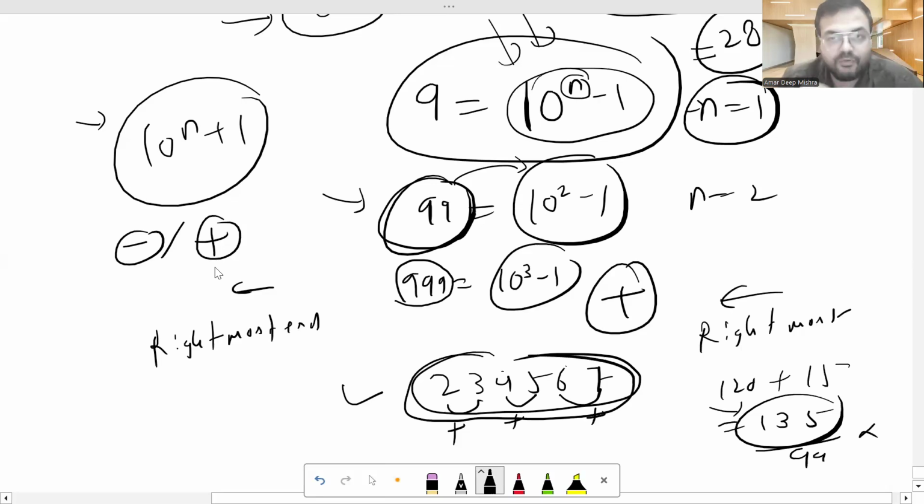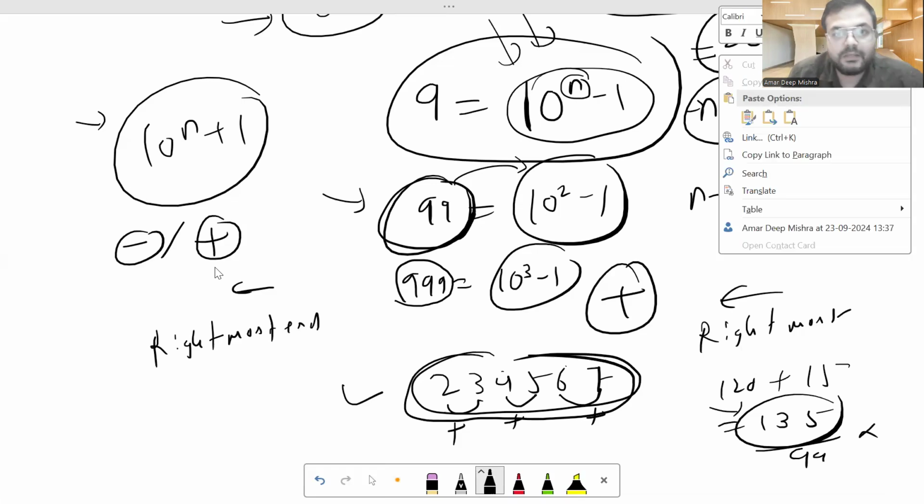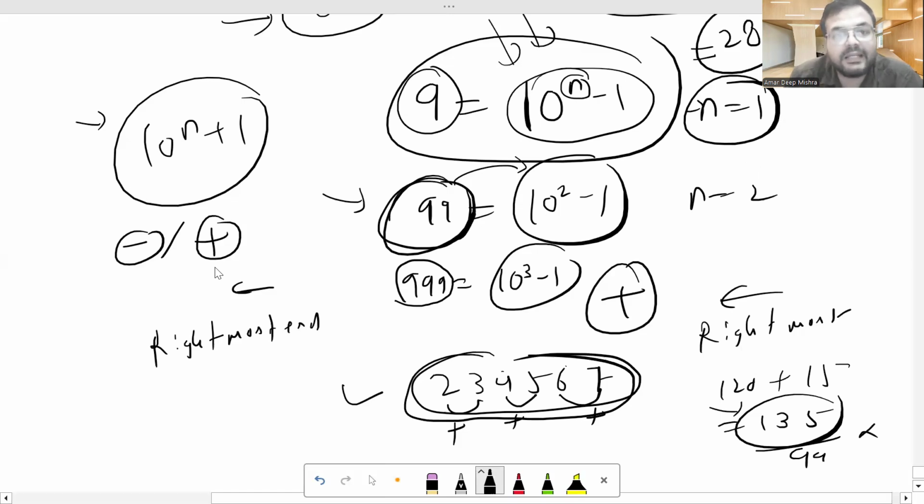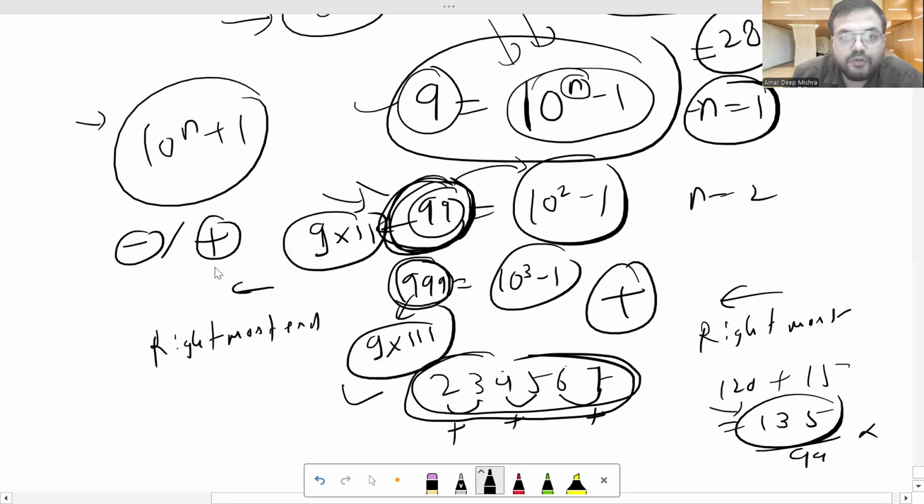Now, one more thing you have to keep in mind. If a number is divisible by 99, then the number will by default be divisible by 9. If a number is divisible by 999, then the number will by default be divisible by 9. Because in 99, one of the factors is 9. 99 equals 9 into 11. And 999 equals 9 into 111. So here also you are getting 9. Here also you are getting 9. 9 is one of the factors.